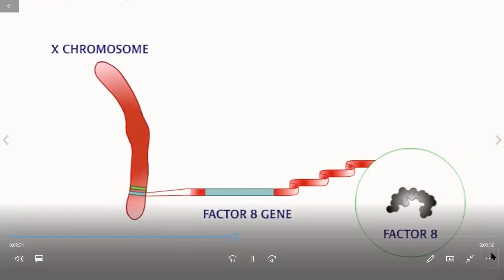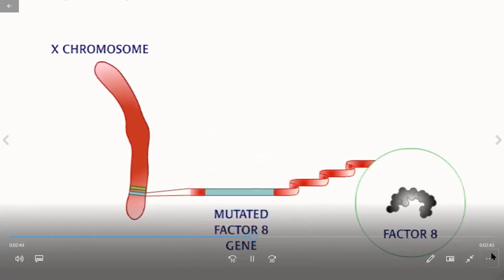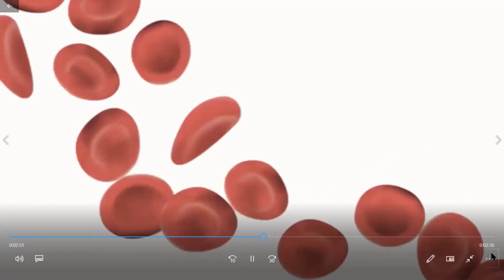People with mild hemophilia A have mutated factor 8 proteins. This is due to a small mutation in their factor 8 gene, located on the X chromosome. The gene's code carries the instructions for building the protein, so a minor change in the instructions causes a minor change in the shape of the protein.